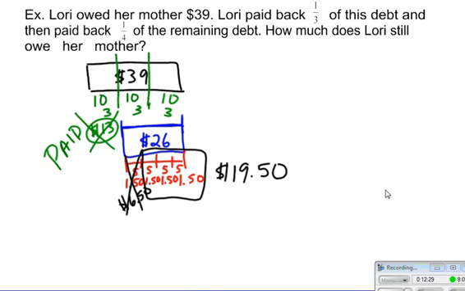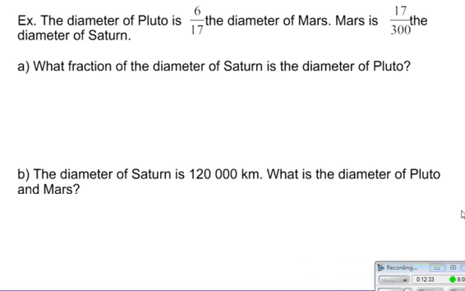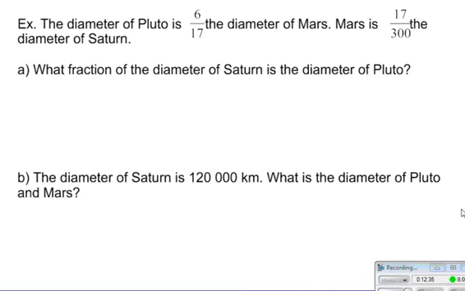Oops, wrong way. Let's go down the page. Okay, your last example has to deal with poor Pluto. And yes, I know Pluto's not a planet anymore, but just because he's not a planet doesn't mean he's not important. So it says the diameter of Pluto is 6/17 the diameter of Mars. Mars is 17/300 the diameter of Saturn.